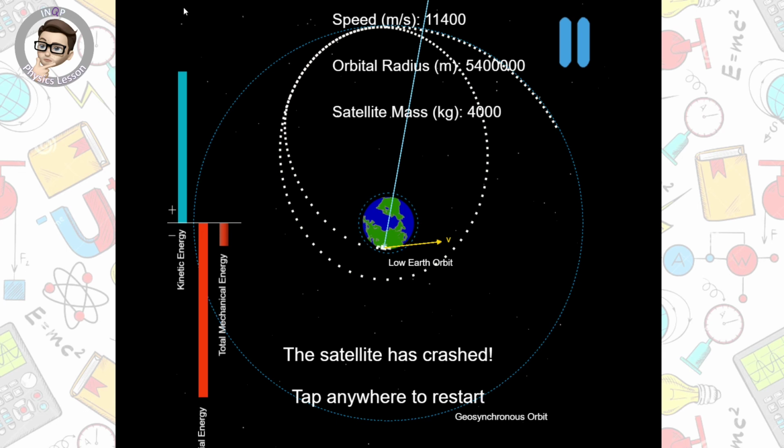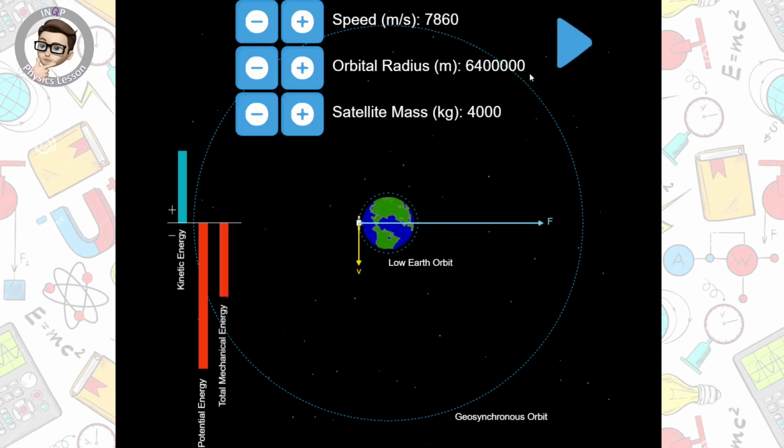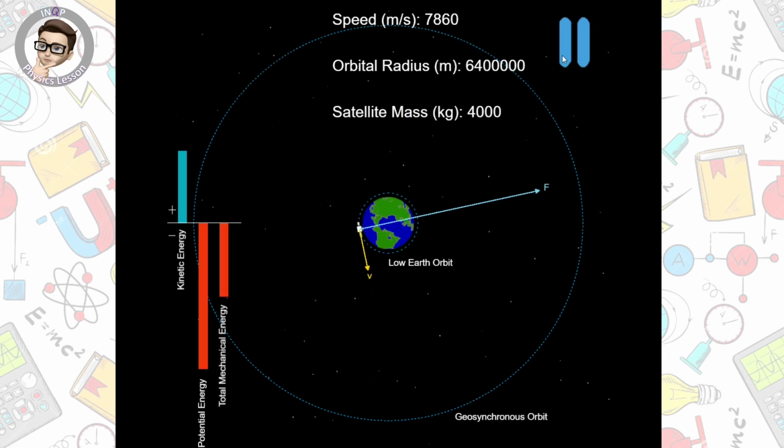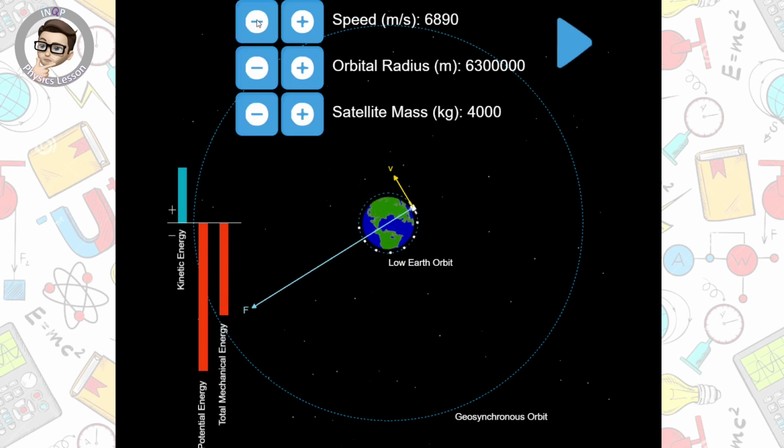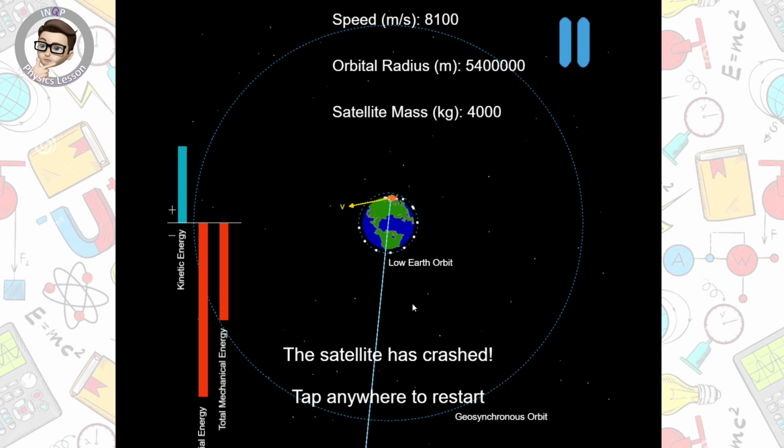Let's look at that once more. We'll do it with our standard here in a low Earth orbit. So we're at 8,000 meters per second. What about if I drop it to 6,000? Well, it's going to crash because it doesn't have the velocity to keep going around the Earth in an orbit. So it decays from that orbit.